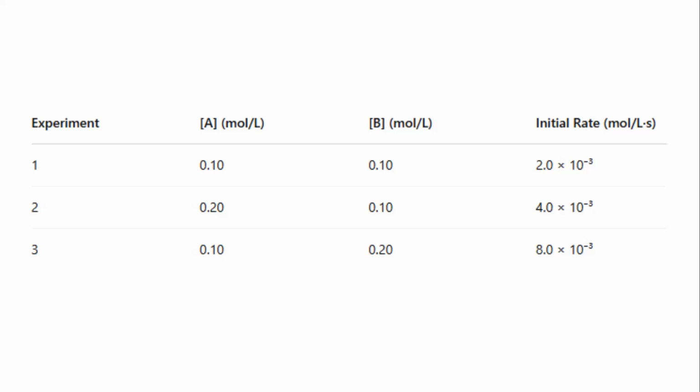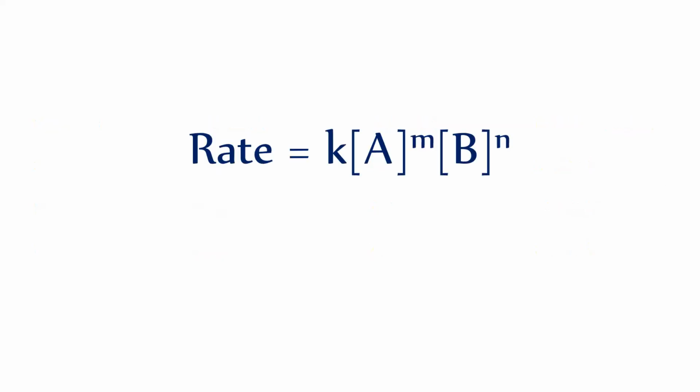So using this data, let's see what we can do. Our first point would be to write the rate law. So rate equals K. Remember, K is just the rate coefficient or the rate constant, multiplied by the concentration of A to the power of M, multiplied by the concentration of B to the power of N. M and N are those orders that we're going to need to find. First, we'll find the order with respect to A.